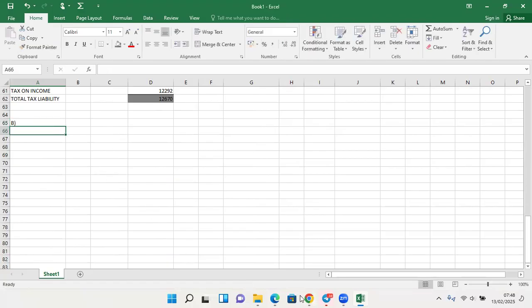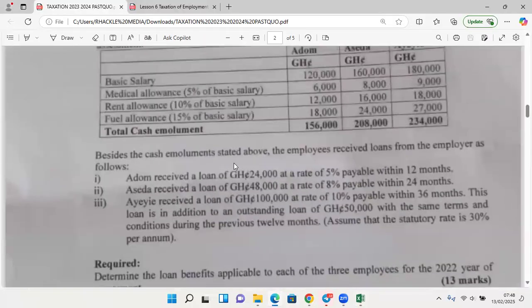So for Adam, his loan is repayable within 12 months, which is within 1 year. When we check this 24,000 against the 3 months of his annual basic salary, we are going to get something that is greater than this. You can just take the 120,000 times 3/12, and you get around 30,000, which is greater than 24,000. So it doesn't attract a loan benefit tax.